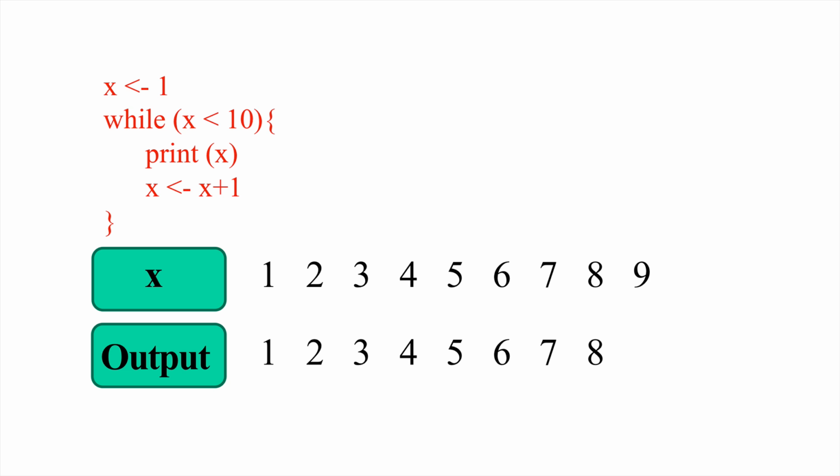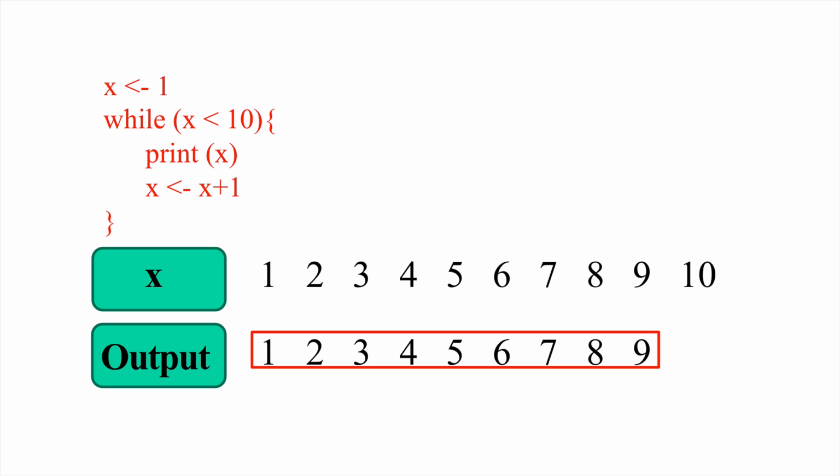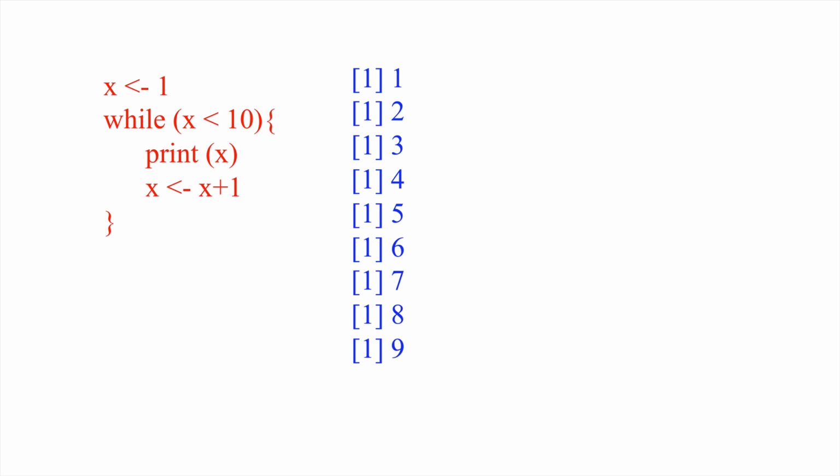Now this still passes the conditional test of being less than 10. So we can print x, which is now 9, and we can redefine our variable x. So now x gets 9 plus 1, which is 10. But now when we ask true or false, x is less than 10, the answer is false. So we cannot continue with the rest of the loop, and our output goes from 1 to 9, not from 1 to 10. And that is exactly what we saw as the output in R.